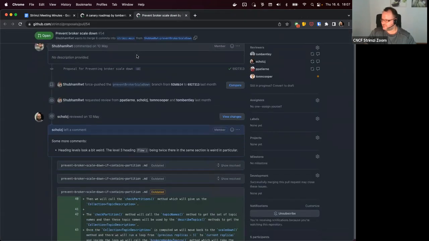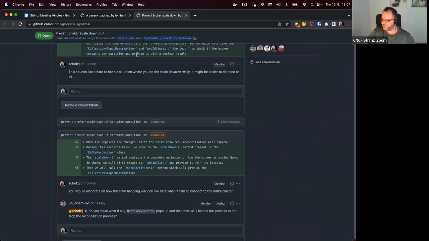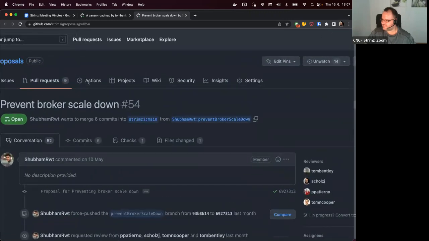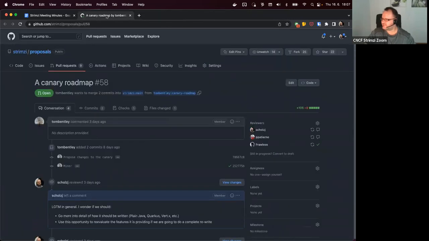Another one is to prevent the broker scale down in case there are still active replicas assigned to the broker, which should be removed, because that might cause some data loss or data unavailability. So the operator should check if that's the case before scaling down and scale down only if there are none. Again, if anyone's interested in this, please comment.